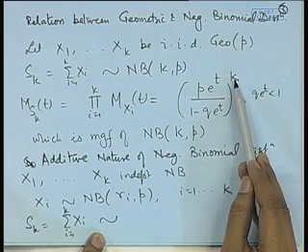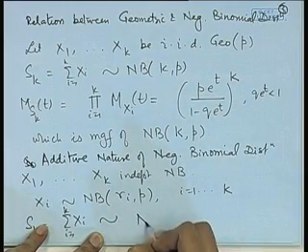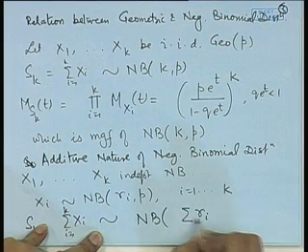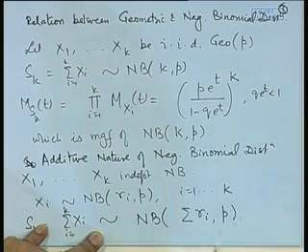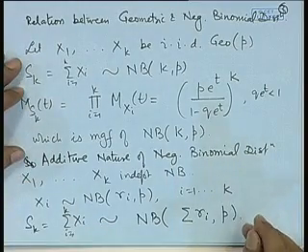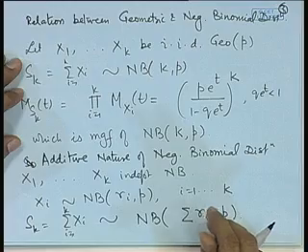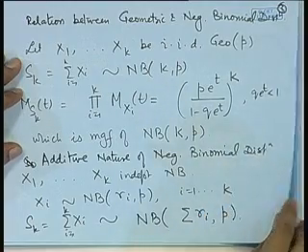So, the exponent will become sigma ri, which will prove that the sum will follow a negative binomial distribution with parameters sigma ri and p. So, if the probability of success is constant, negative binomial distribution also follows an additive property.